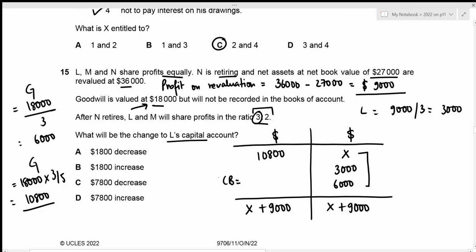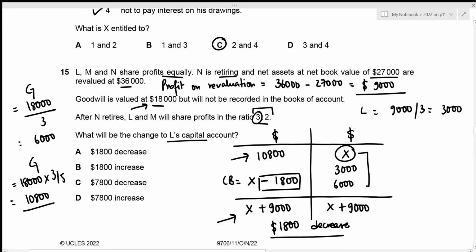Now the closing balance acts as the balancing figure, and in order to figure out the balancing figure, we just need to subtract this amount from the total. In this case, that's X plus 9,000 minus 10,800, which results in X minus 1,800. So we can see that previously the balance was X, but now it has been decreased by 1,800. So the correct answer we're looking for is 1,800 decreased. And this value is given in option A. So that will be the correct answer.